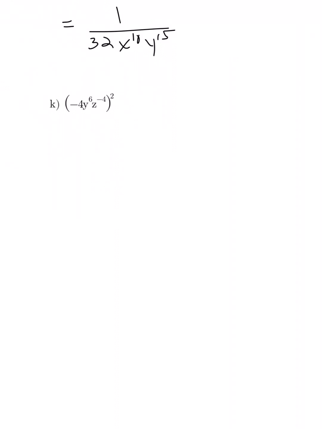On K, the same idea applies. We have to raise each item within the parentheses to that second power that's on the outside of the parentheses. So we start out by doing negative 4 and raising it to the second power. Y to the 6th, raised to the second power, multiply, you get 12. Z to the negative 4, raised to the second power, you multiply and get negative 8.